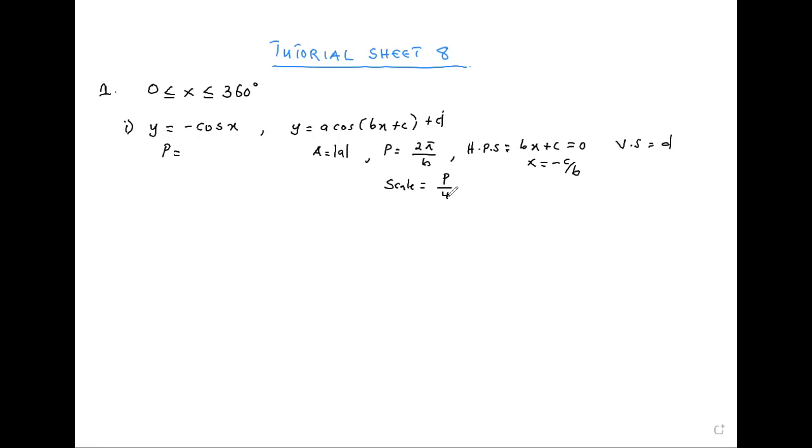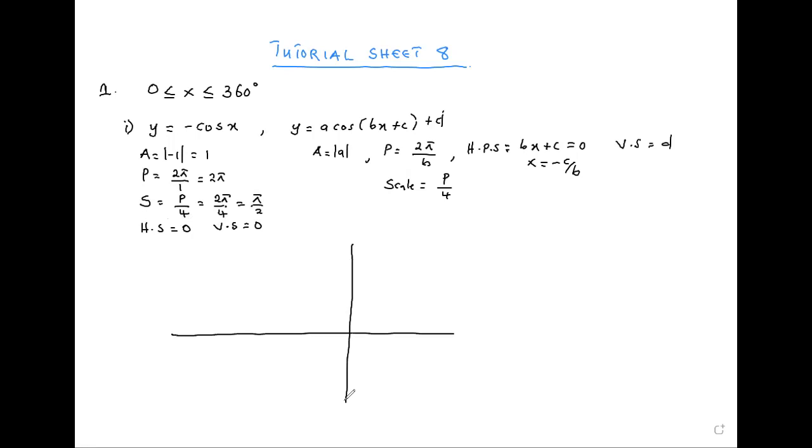So come now to our question, let's start with the amplitude. The amplitude here is the modulus of negative 1, which is equal to 1. The period here is 2 pi over 1, which is our b, so we get 2 pi. The scale is the period divided by 4, which is 2 pi over 4, which is pi over 2. The horizontal shift is 0, and the vertical shift is also 0. So now we can have the sketch of this.